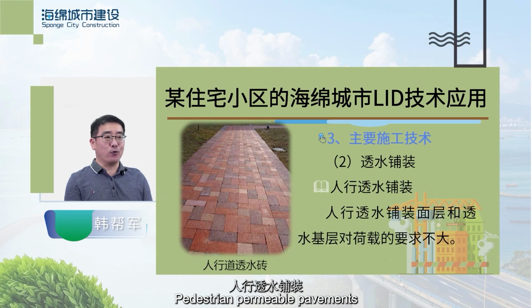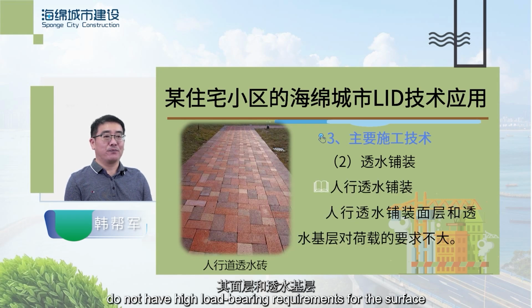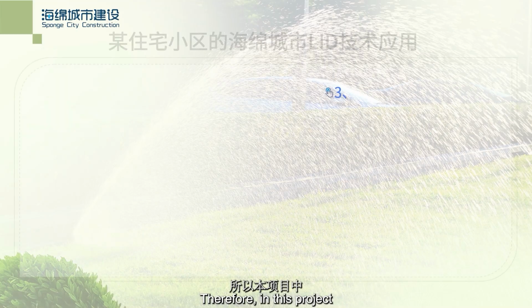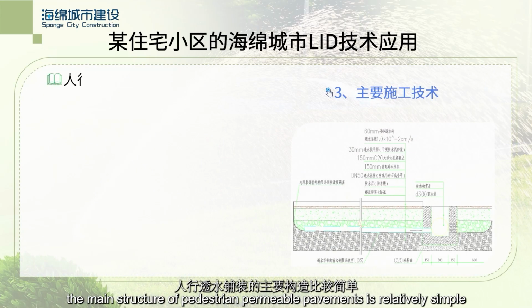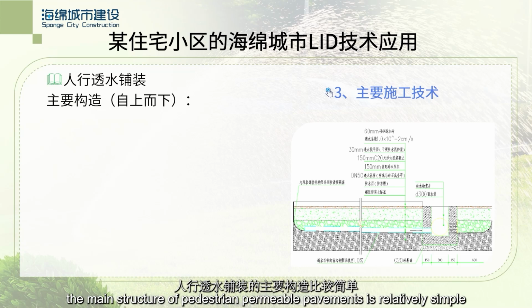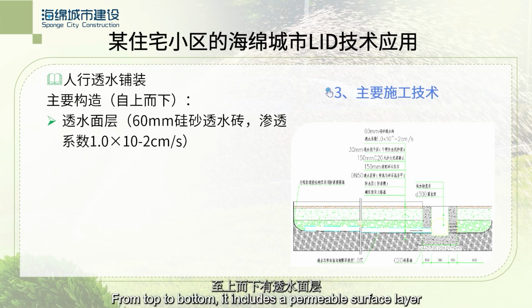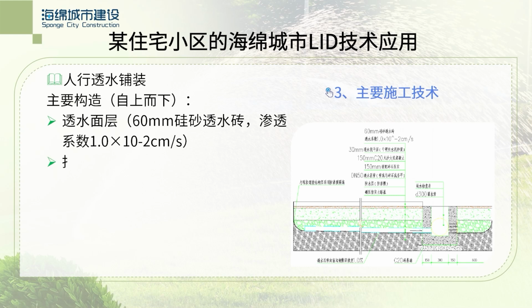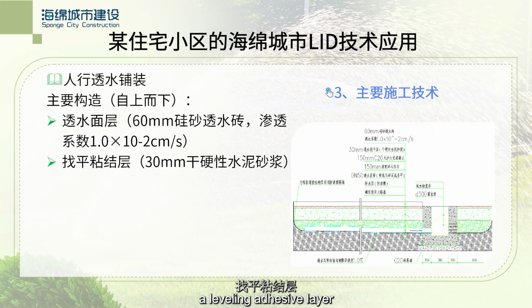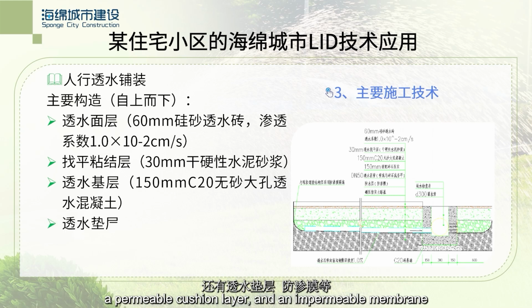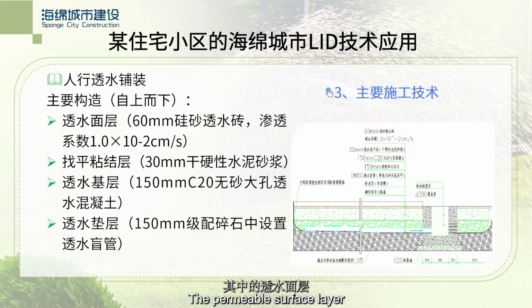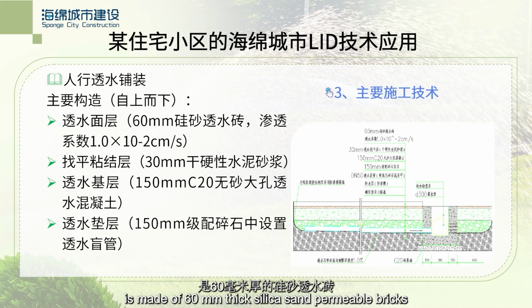Pedestrian permeable pavements do not have high load-bearing requirements for the surface and permeable base layers. Therefore, in this project, the main structure of pedestrian permeable pavements is relatively simple. From top to bottom, it includes a permeable surface layer, a leveling adhesive layer, a permeable cushion layer, and an impermeable membrane. The permeable surface layer is made of 60 mm thick silica sand permeable bricks.